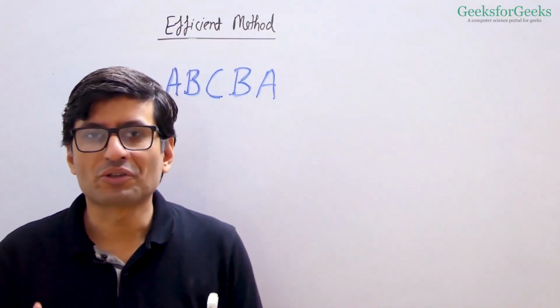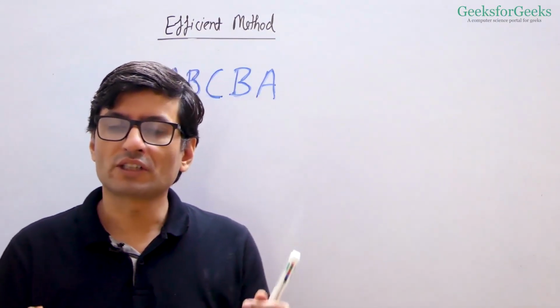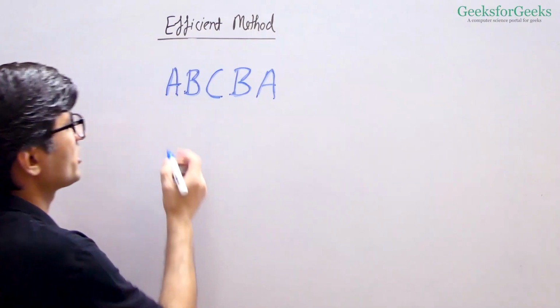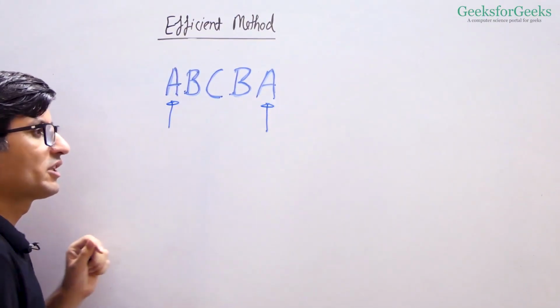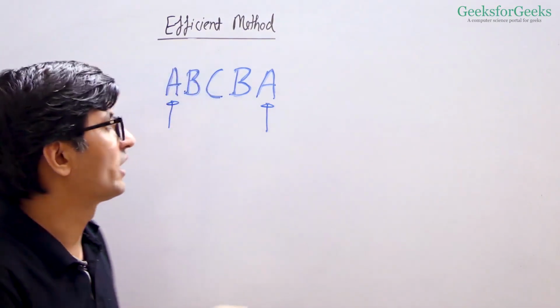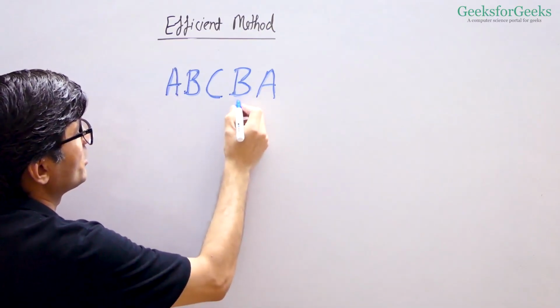Let us now talk about the efficient solution. The idea of the efficient solution is first compare first and last characters. For example, if this is a string, you compare this character with this character. And if these characters are not same, then your string cannot be palindrome. And if these characters are same, then you go ahead and compare these two characters.